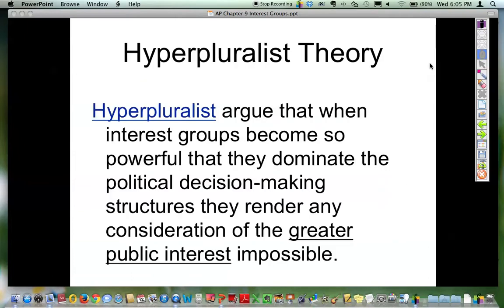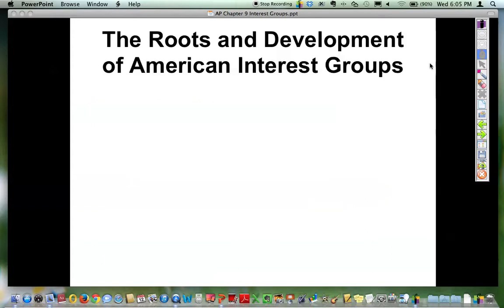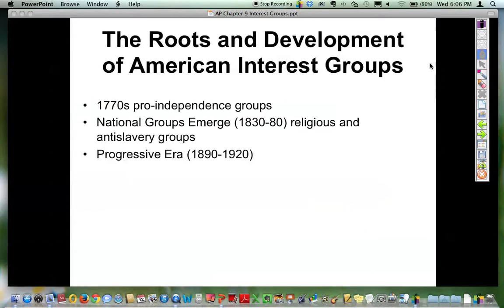Hyperpluralism is the theory that when you have so many groups becoming powerful, they dominate the political decision making and render really anything impossible to carry out for the greater public good. So when you have a hyperpluralist system, there are so many groups that it produces gridlock or instability in government.